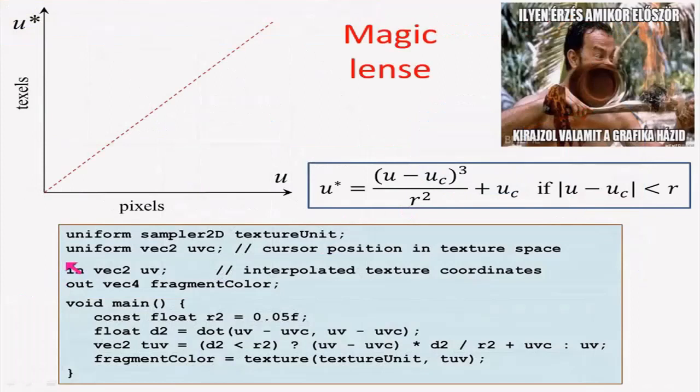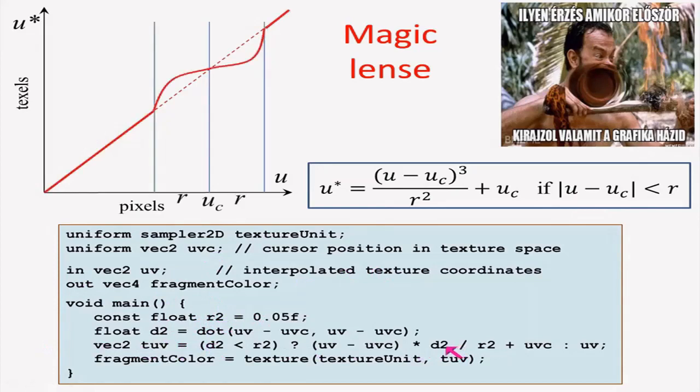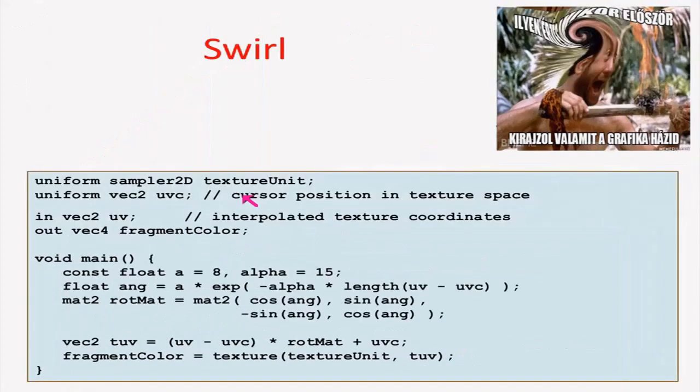So let UVC be a point in texture space, which is selected by the current cursor. The texture coordinates are modified in the center of radius R around UVC. Well, in this program we specify the square of the radius directly. The modification is just a simple cubic function, which has the effect that a magic lens magnifies the image around the cursor.